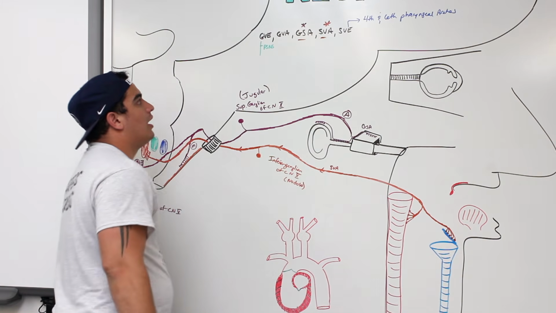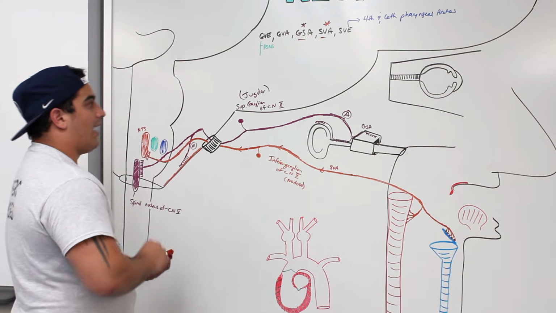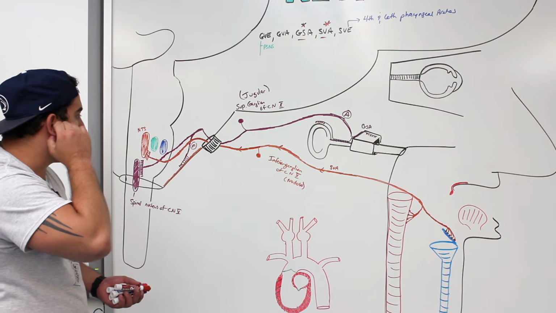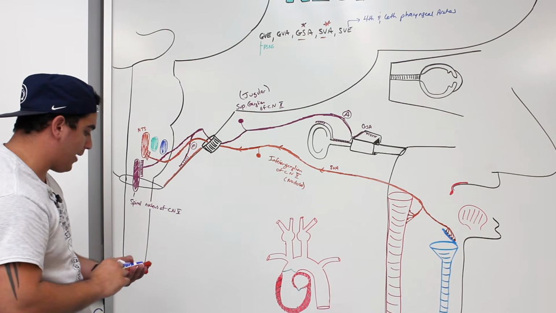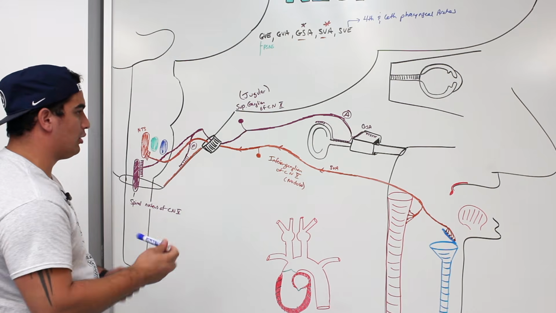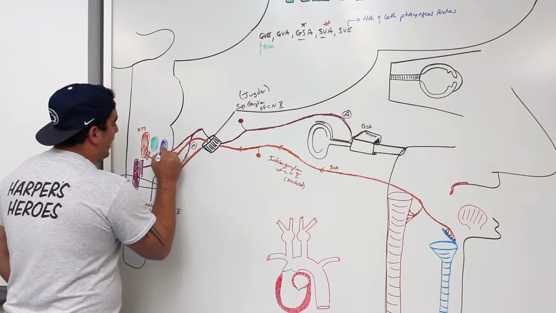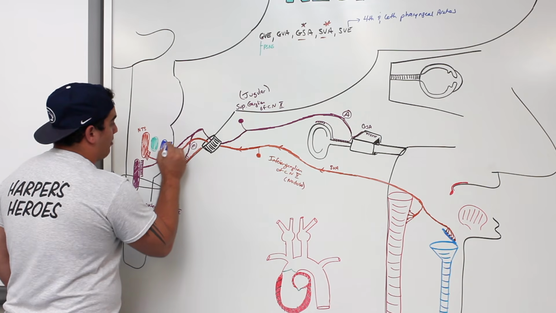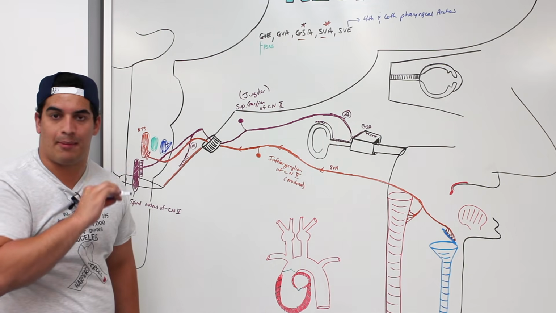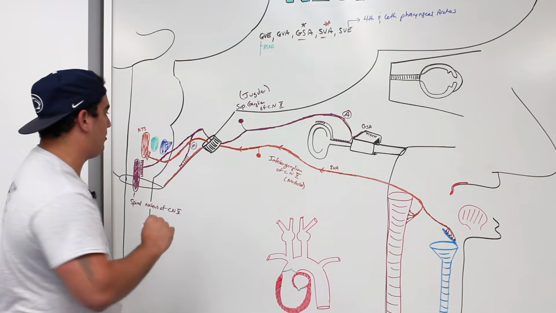GSA fibers, done. Let's do the SVE fibers. This one's a little bit more complicated. Okay, let's do these ones in blue then. So the SVE fibers, these are motor fibers. Remember, SVE fibers are motor fibers. They're special visceral efferent fibers.